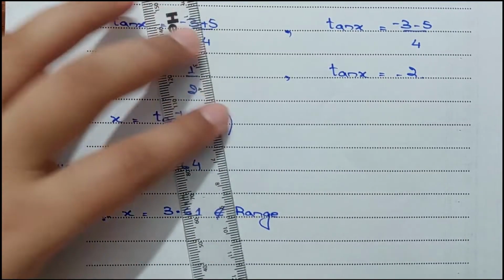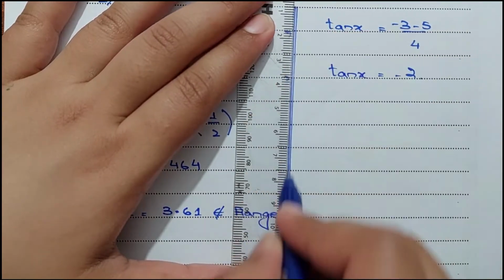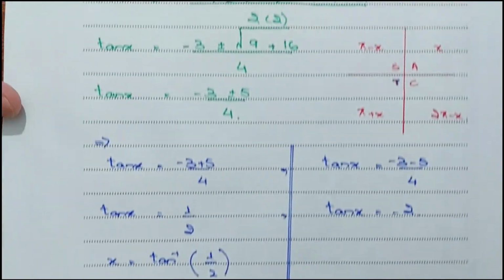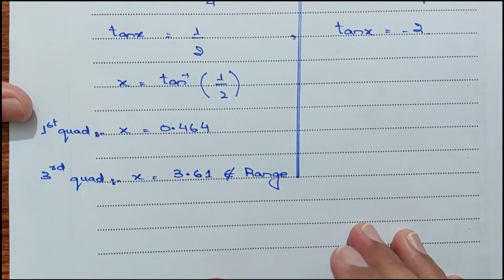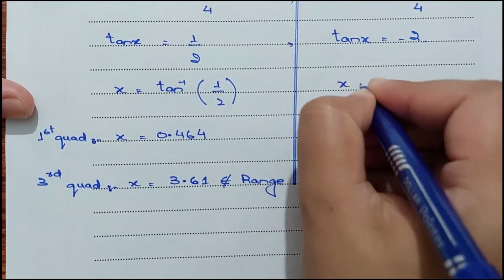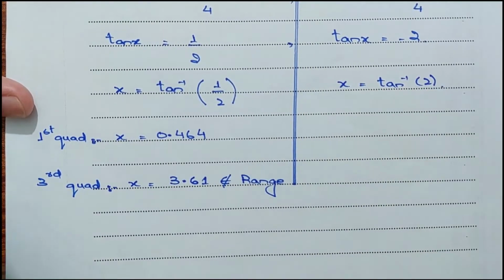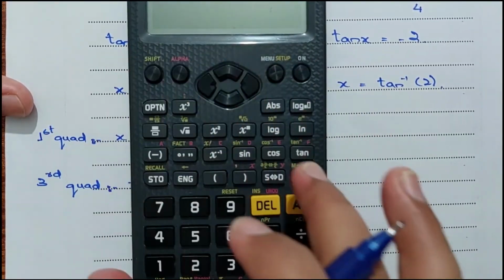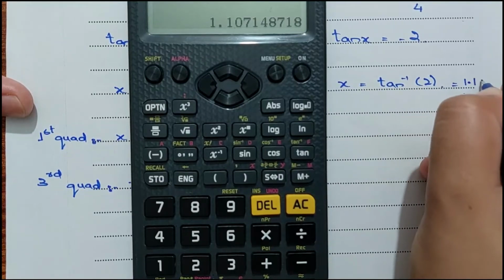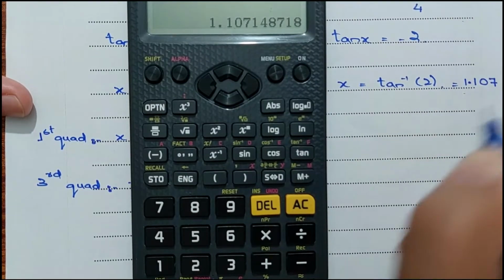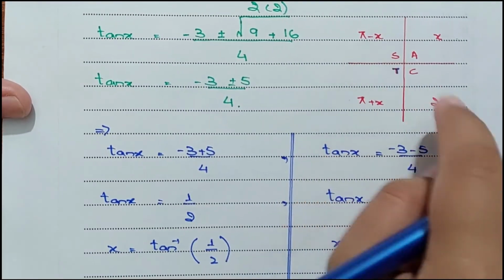Now the second equation says tangent of x equals negative 2. What does this mean? It means we need the quadrants in which tangent is negative. So tangent is negative in the second and in the fourth quadrant. All right. So let me solve this equation. We can say x should be equal to tangent inverse of 2. We have to solve the positive always. Tangent inverse of 2 is equal to 1.107. All right. Now we have to check that in the second and fourth quadrant.